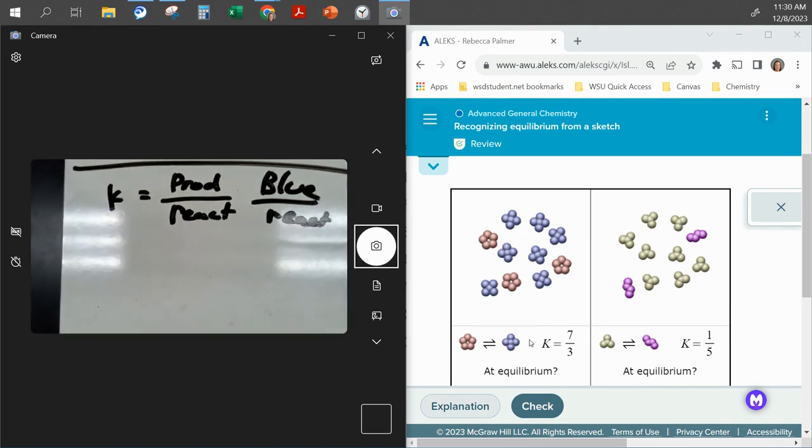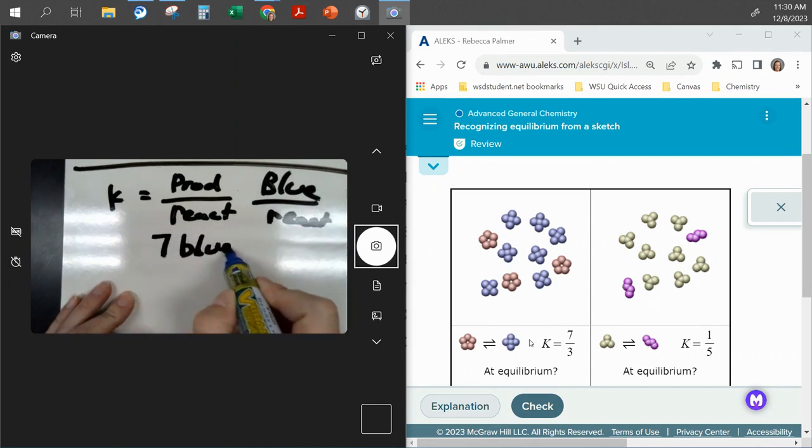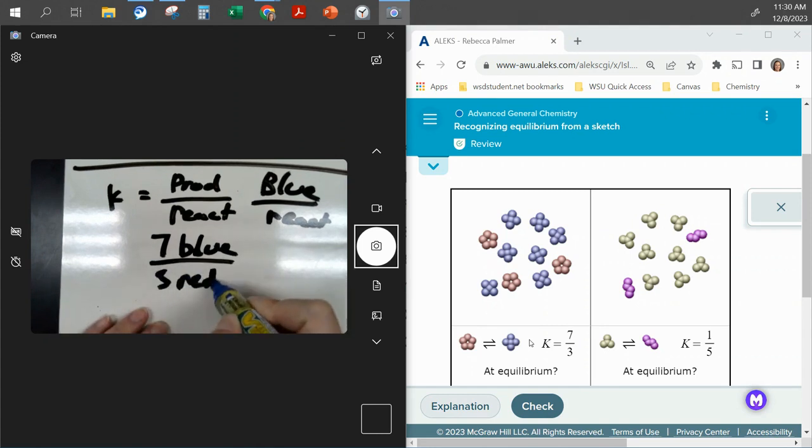Okay, so what we need to do is count up how many blue things there are. 1, 2, 3, 4, 5, 6, 7. So I count 7 blue things. 7 blue. And I see 1, 2, 3 red things. Do you agree with that?